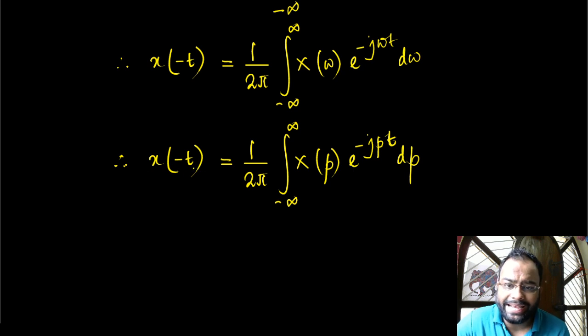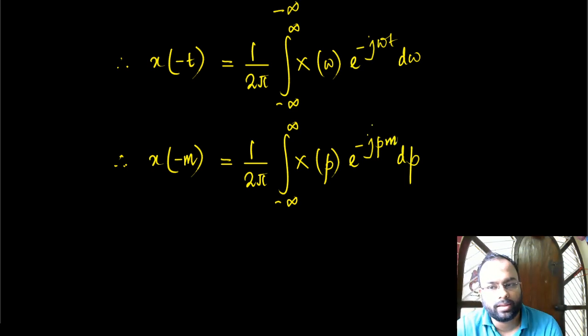Again, t is just a name, a placeholder for a variable name. I can change the name to anything I want. I can say b, I can say m, whatever. I'm writing m. I just changed the names. There is no problem with that. There is no mathematical issue with that.